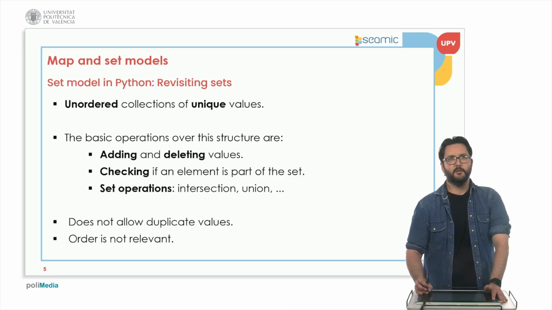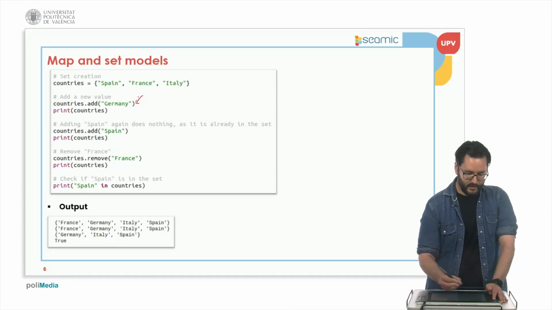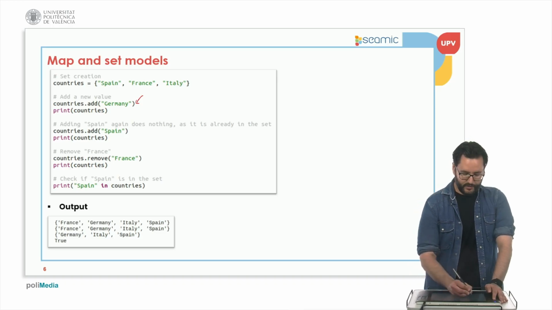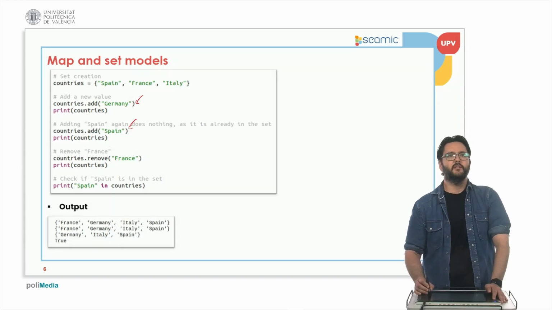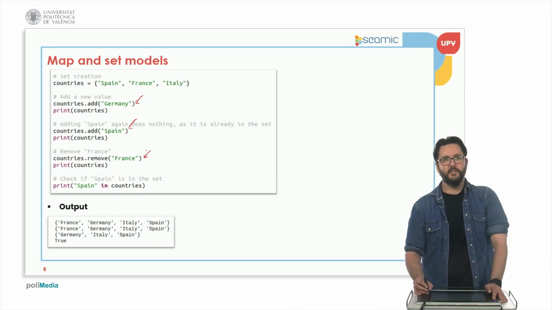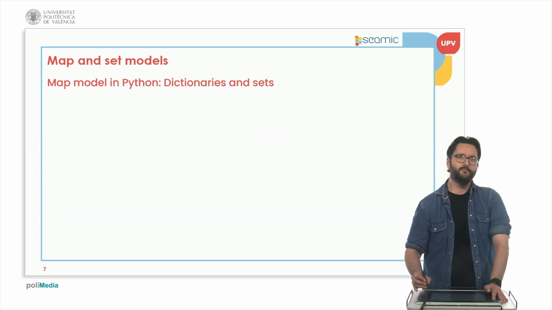Let's see an example of using sets in Python. Here we have a set of countries, Spain, France, and Italy. We can add a new entry, in this case Germany, but if we try to add a new entry that is repeated, this does nothing, because again, this structure is not allowing duplicates. We can remove entries, and we can check if an entry, a value, is in the set. And here you have the output of this code.